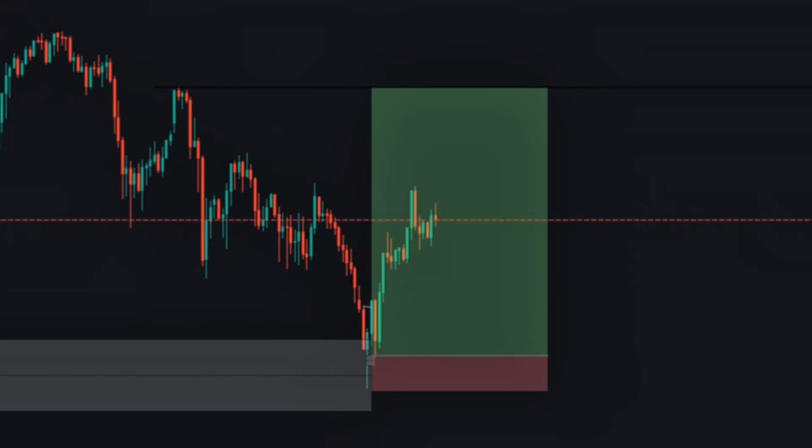Watch how this trade plays out perfectly. This is how you can trade using supply and demand.